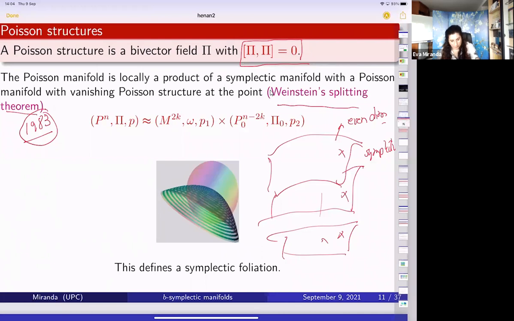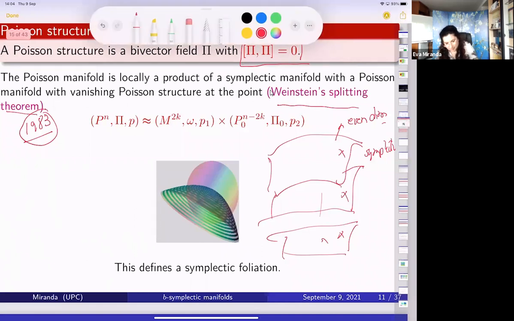He proved that if you are at a point of a Poisson manifold, then you have one of these symplectic leaves, which is hiding somewhere here. It's so small that I cannot see it. I take a point, and I know that through this point, I have a submanifold.